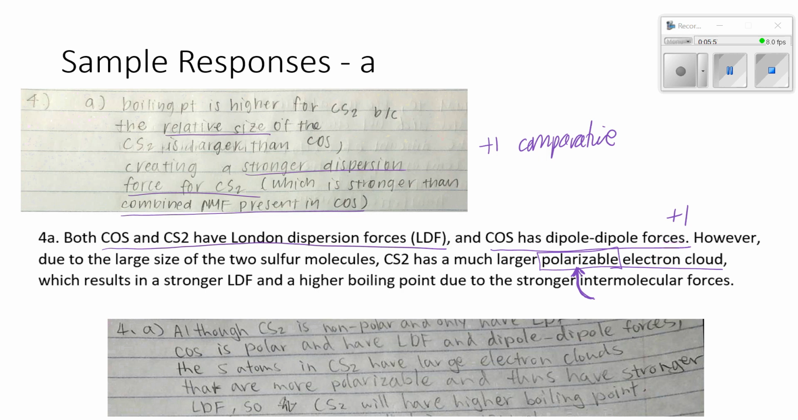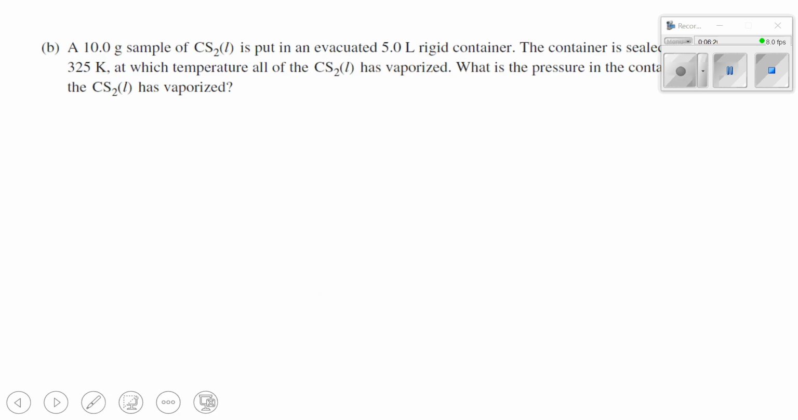If you hear mention of the polarizability of an electron cloud, then you want to think about dispersion forces. So you can cue for that word there. So it has stronger forces. So identify what the forces are, make a comparative statement. And yeah, so that's that one.